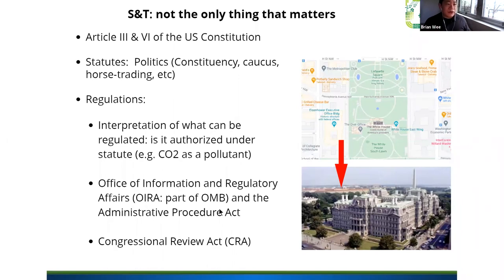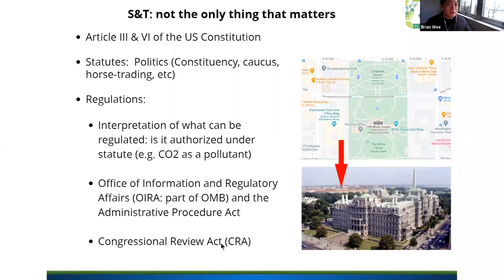Again, this thing called OIRA, these guys. If you look at a map here, the White House, Lafayette Square, this strange building here, this is where the Office of Management and Budget, OMB, and the OIRA staff work. There are like 500 staff members of OMB, sizable, not big, but sizable, lots of smart people there. And there's this weird thing called the Congressional Review Act, which is a very cute thing. It's a cute loophole that can work against science or can work for science. It depends on how you apply it.